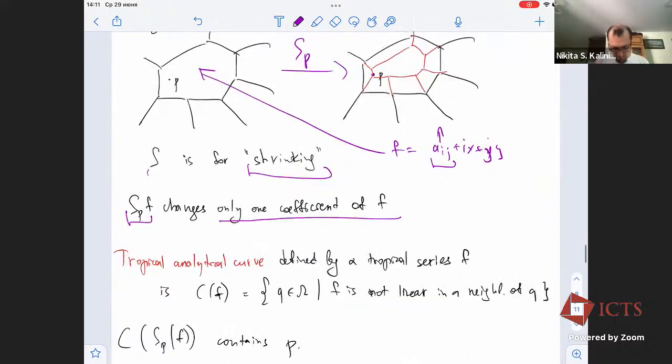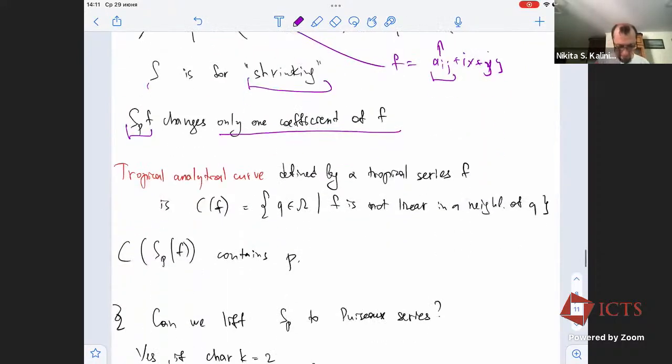Well, and so here I define what I also explained to you, that the tropical analytic curve defined by a tropical series is just the set where this tropical series is not linear. And the claim is that the tropical series corresponding to SP of F contains P, but basically I define it in such a way. So you see, I define some operator on tropical series, on tropical curves also. When I have a tropical curve and I have a point, I can shrink some face such that this curve passes through my point P.